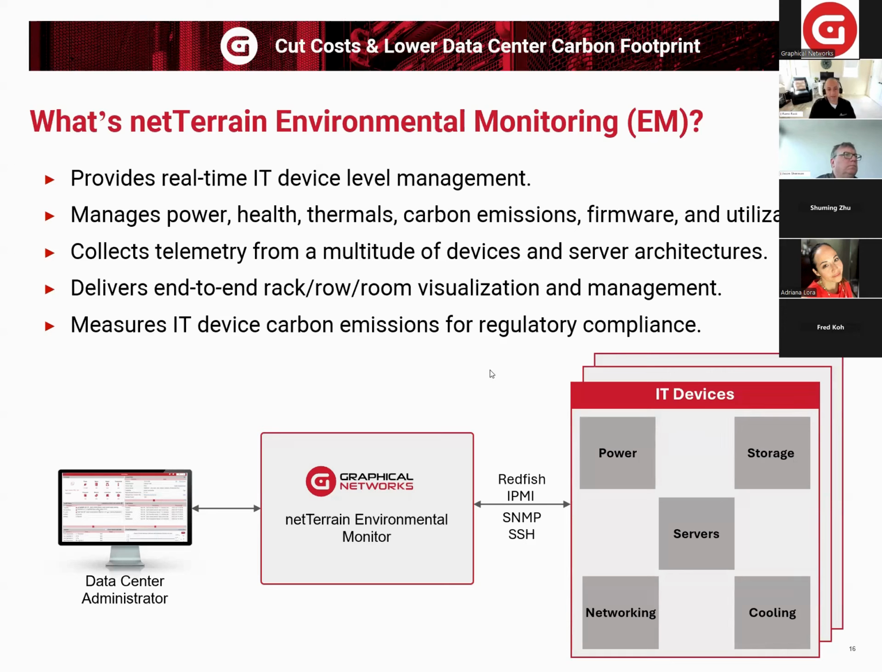So that's one of the strengths of the product, and especially as we saw in the poll, there's a big need today to understand how the individual devices work on that granular level to be able to manage their health, make decisions for their growth, and also manage their sustainability and carbon emissions.